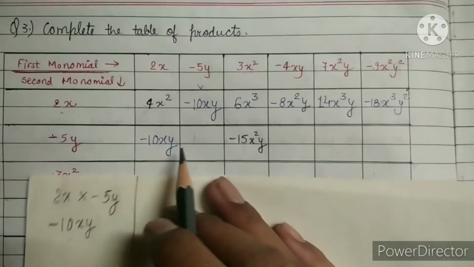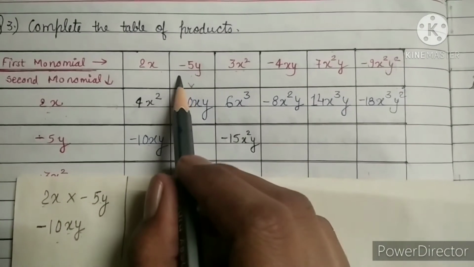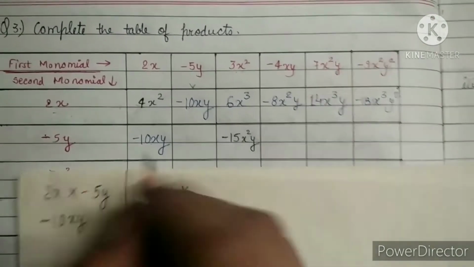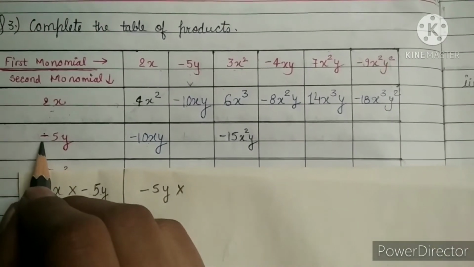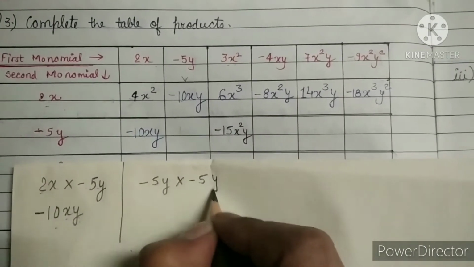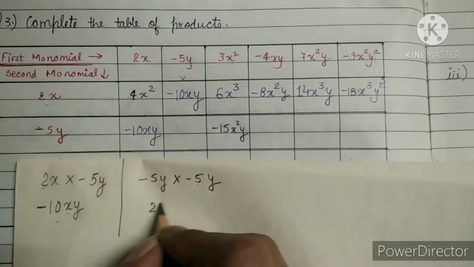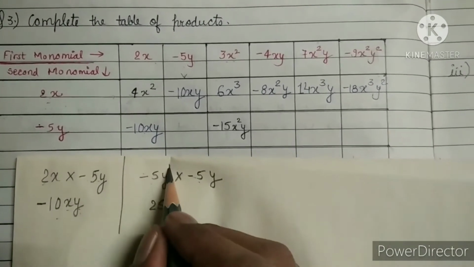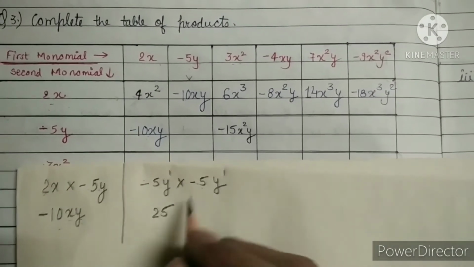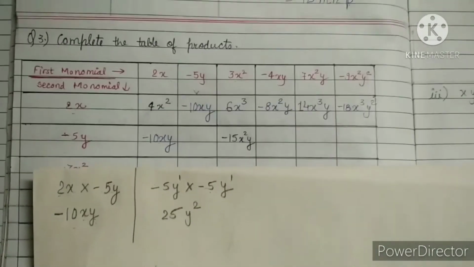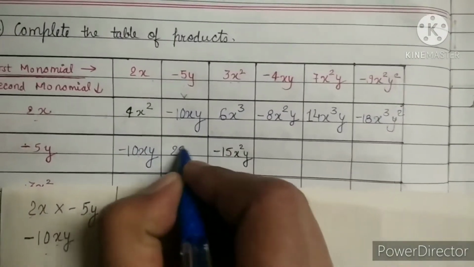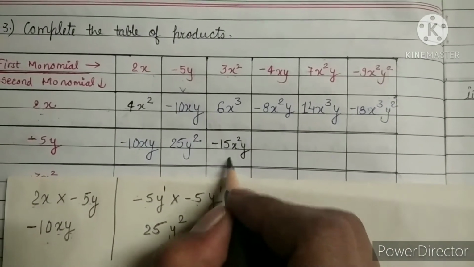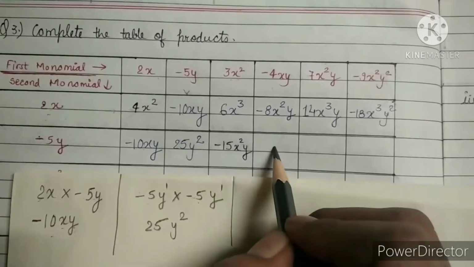Now for this cell, its first monomial is minus 5y, so that minus 5y will multiply by the second monomial. Second monomial is minus 5y, so 5 5s are 25. Minus minus plus, okay, so plus will remain here. Y is to power 1, y is to power 1, so here we have y is to power 2. So its answer is 25y square. Here this cell is already given by the question, so we will not see it. Here we will see this, okay.